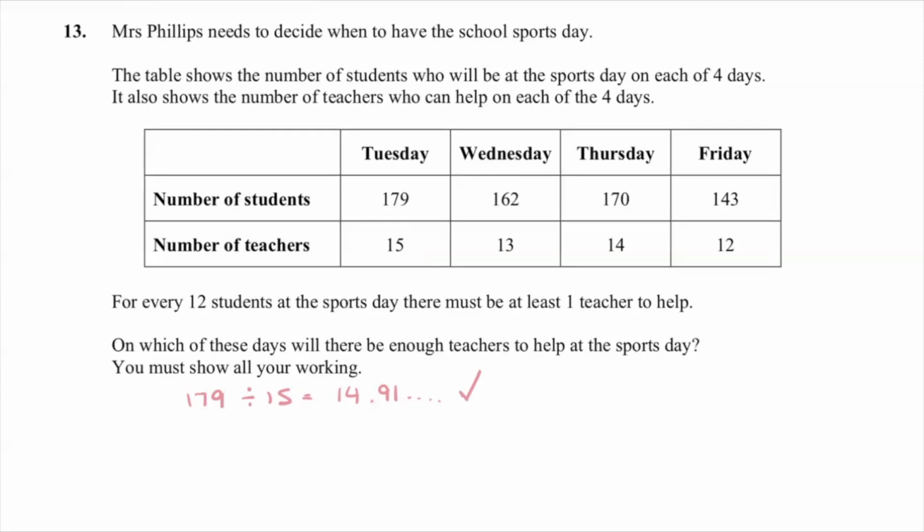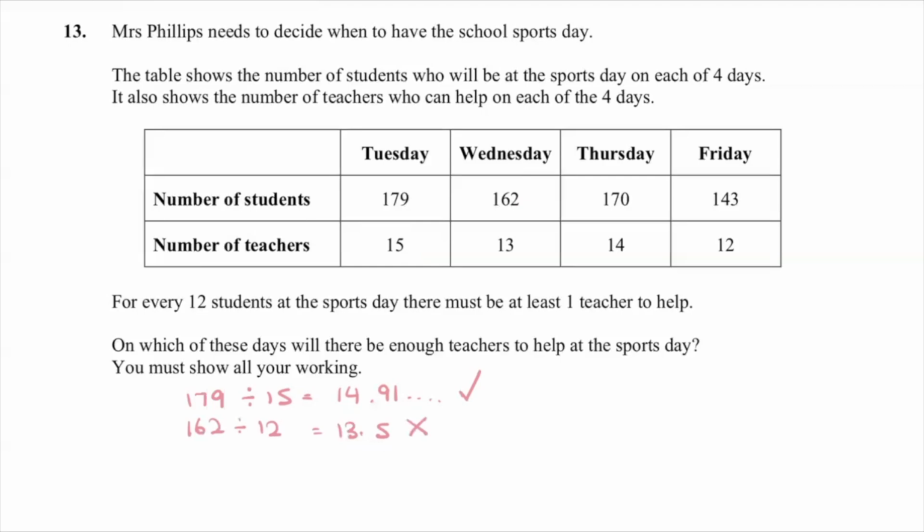And then I'm going to repeat this and compare. So I need 13.5, which means I need 14 because I can't get 0.5 of a person. I need 14. I've only got 13. Wednesday isn't going to work.